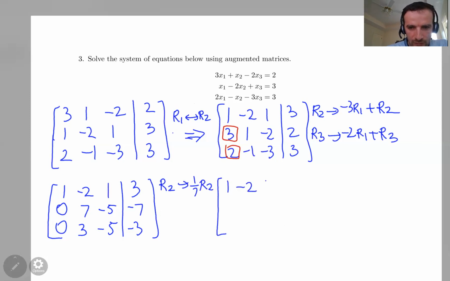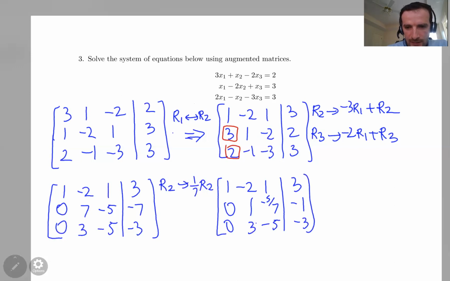1, -2, 1, 3, 0, 1. Okay, we have a fraction right now: -5/7, -1, 0, 3, -5, -3. Now I want to make this answer 0, right? How can I do that? I can multiply the second row.